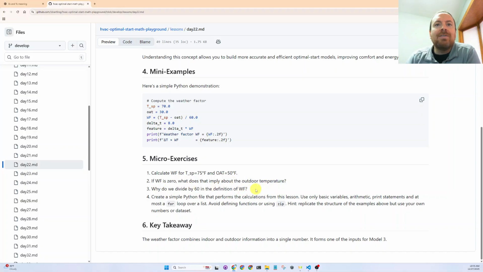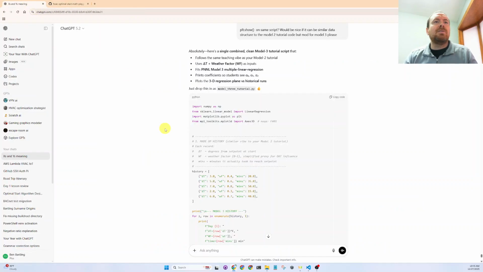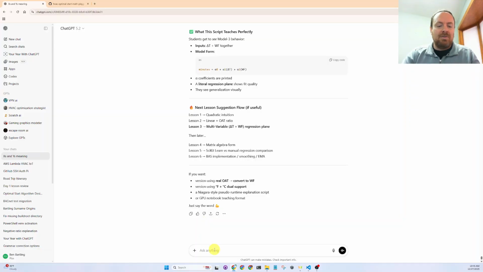Why divide by 60? This was to convert by 2 minutes somehow. I don't quite understand that. Maybe we can just ask ChatGPT. Okay, so I was asking it a little bit before this. So on the lesson 22 questions. Come on. ChatGPT is going really slow.